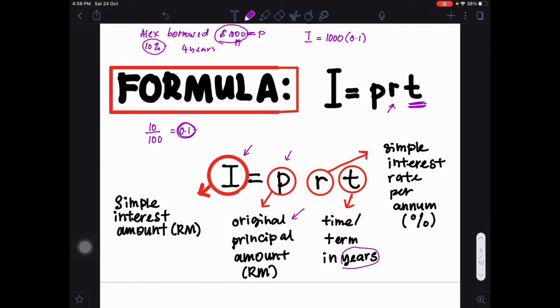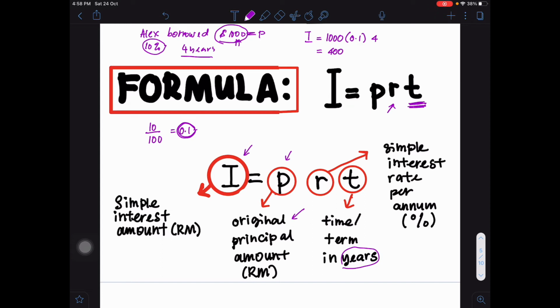investment or the pinjaman yang Alex buat, okay, dalam tahun. So sekarang Alex meminjam selama 4 tahun. So times with 4. Okay, so you can calculate with calculator. 1,000 times with 0.1 times with 4, you will get 400. Means that after 4 years, Alex need to pay 400 as interest to the bank.